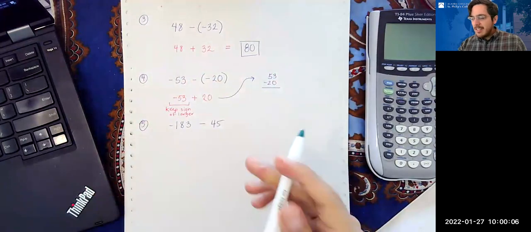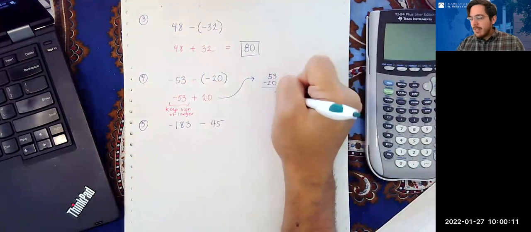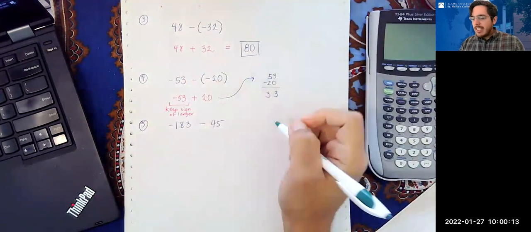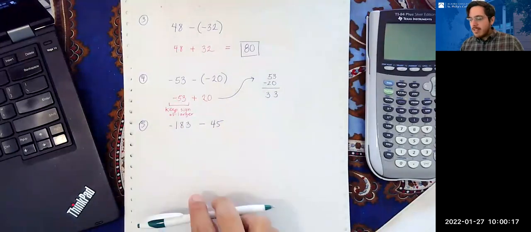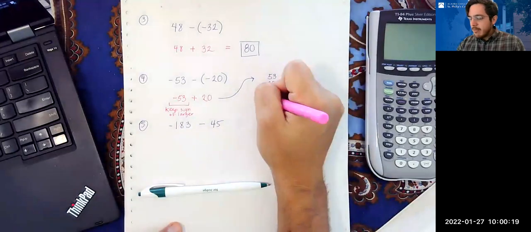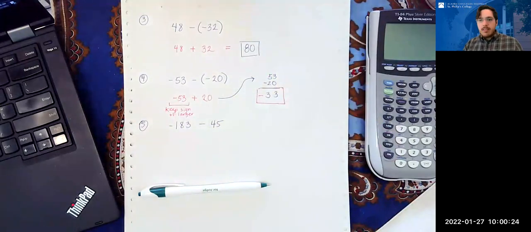Okay. So we'll subtract this out. 3 minus 0 is 3. 5 minus 2 is 3. And then we need to keep the sign of the larger, which in this case will be negative. So our answer should be negative 33. Does anybody have questions about that one?